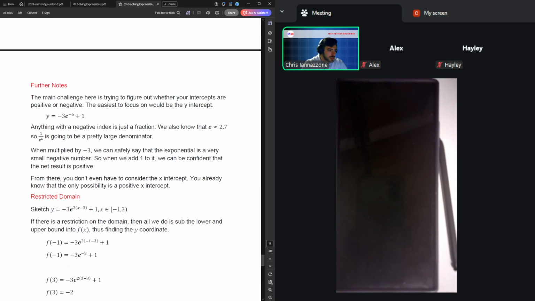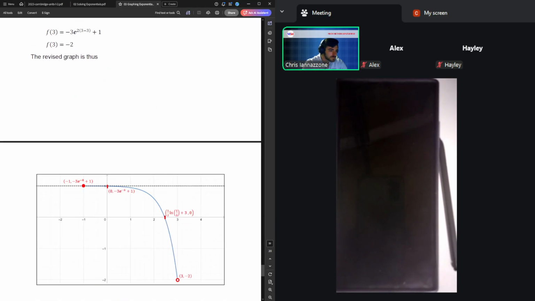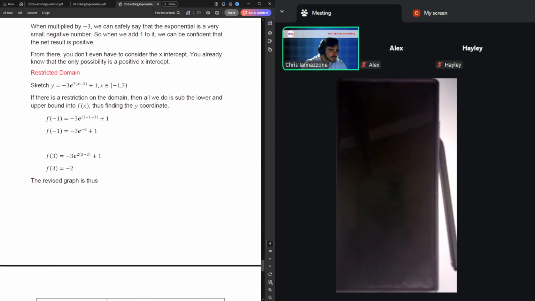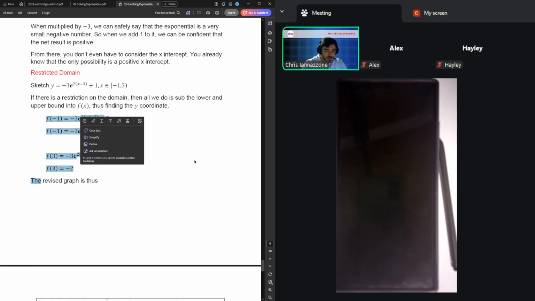Awesome. If you do have a domain restriction, you handle it the exact same way as all the other functions. Domain restriction, so in this case I'm saying it's between -1 and 3. All I want to do is figure out what are my y values at that spot.